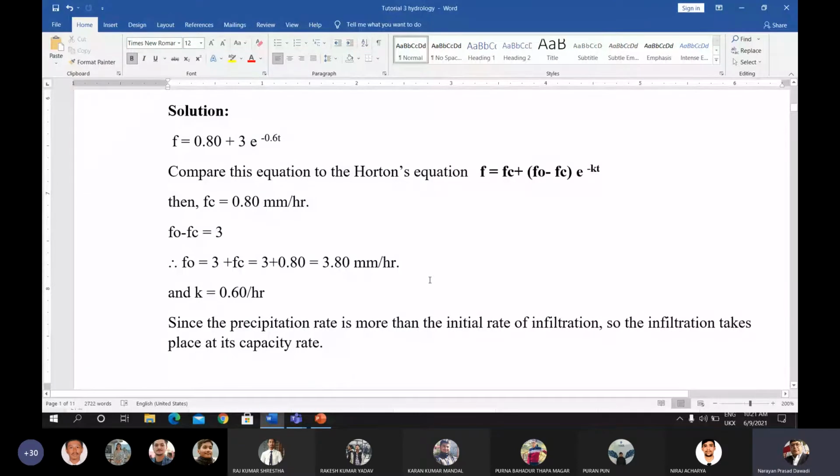Okay. fc is found by comparing this equation with Horton's equation. The fc value is 0.80, and f naught minus fc is 3. That's why fc is known as 0.80. Now you can find f naught. f naught will be 3 plus fc. The fc is 0.80, so this value will be 3.80 mm per hour. Now, e power minus kt is e power minus 0.6t, so k means 0.60 per hour.